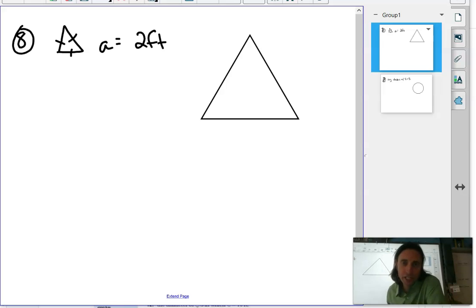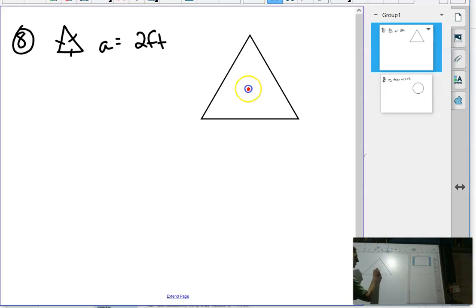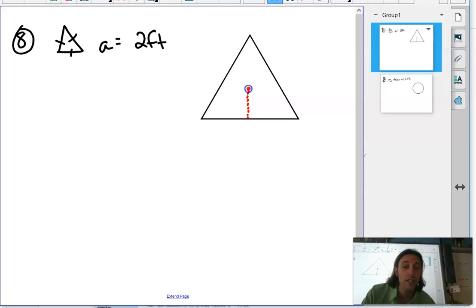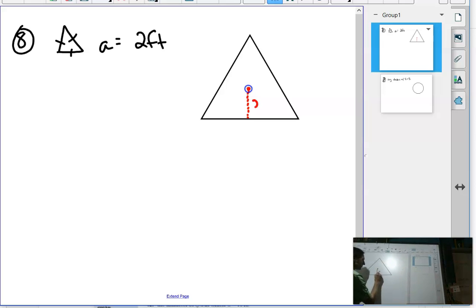So number 8, it says find the area of a regular triangle with an apothem of 2 feet. And again, just so you remember, the apothem is the distance from the center of the polygon to the side. The radius is from the center to the vertex. So anyway, what I know is this is 2.